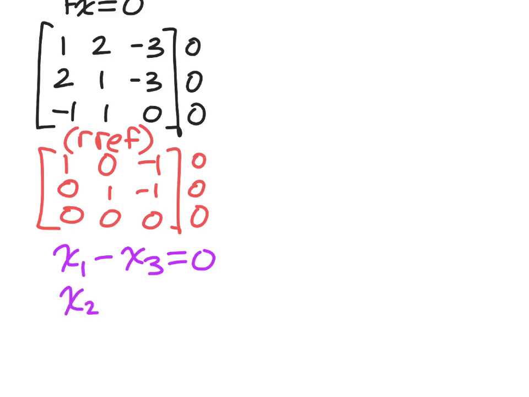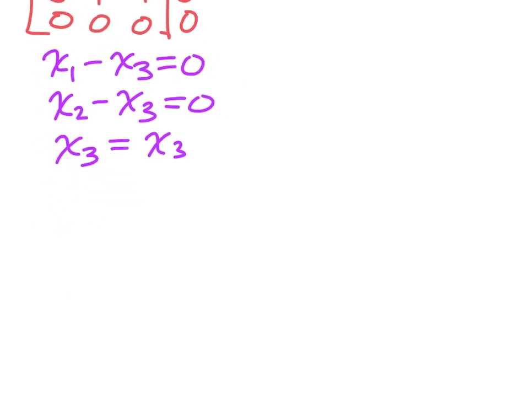x2 minus x3 is equal to 0. And then x3 would be equal to x3. All right. Now, any of those 4 forms that I talked about on that previous page are fine. More than fine. Completely and totally acceptable, perfectly correct.